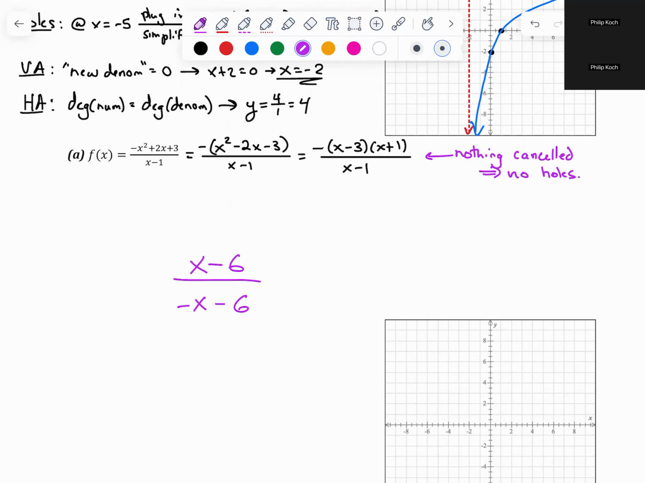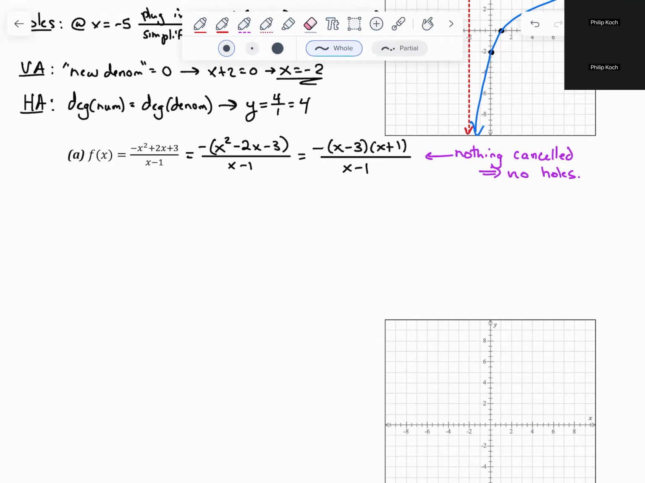Maybe it'll work out. It won't, because if I factor out a -1 from this, it becomes -1 times x plus 6, and it won't cancel with that. But it was worth a shot. So whenever I see the same numbers with the same x variable, I try to factor out a -1 to see if it'll cancel. Otherwise, I won't bother. So nothing canceled, so there's no holes in this graph.